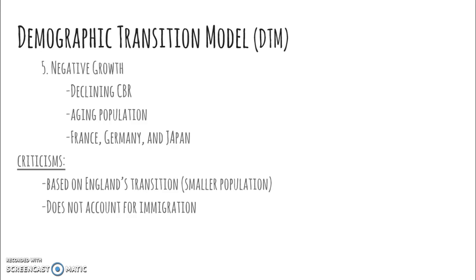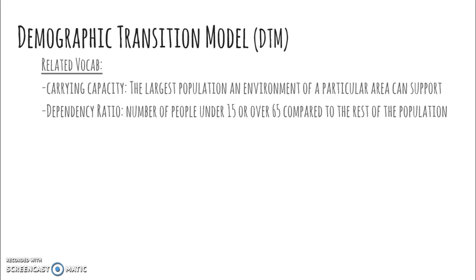And then criticisms are that it was based on England's transition, where they had a really small population, so it might not be representative of other countries, and it doesn't account for immigration. And related vocab's carrying capacity, which is the largest population an environment of a particular area can support, and the dependency ratio, the number of people under 15 or over 65 compared to the rest of the population.